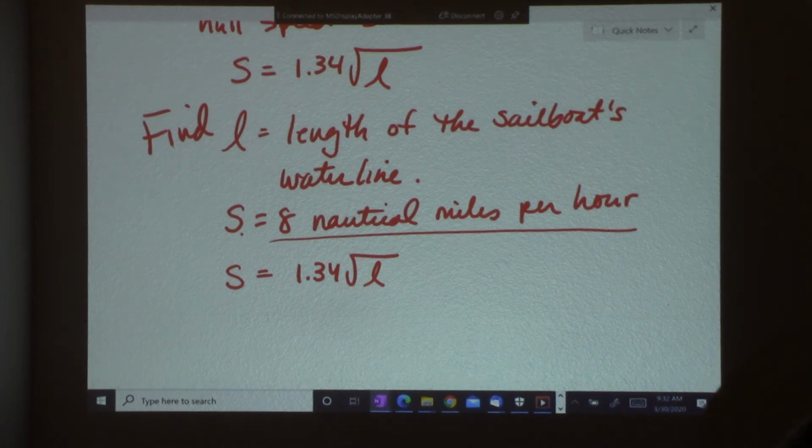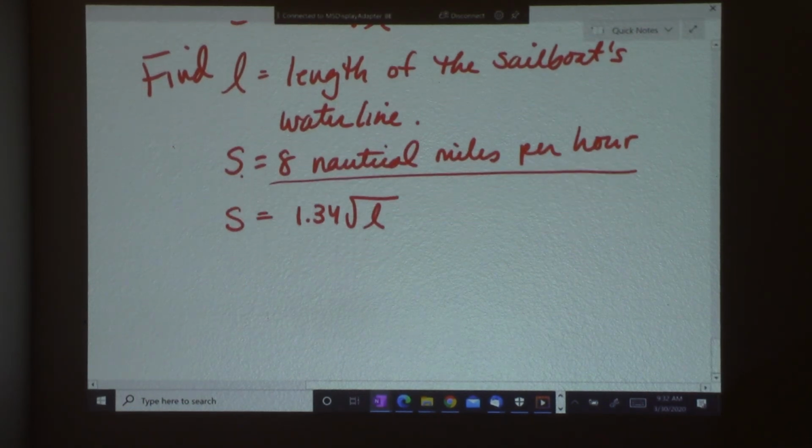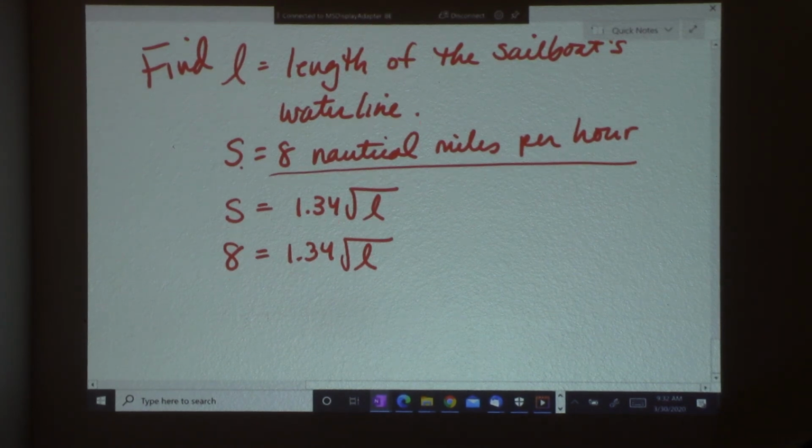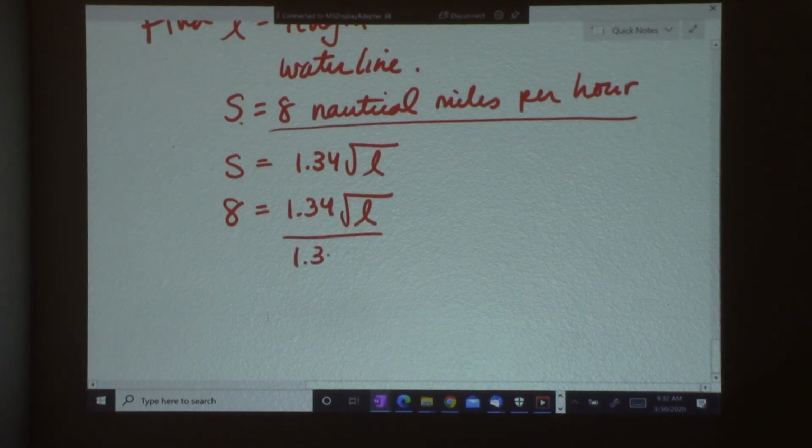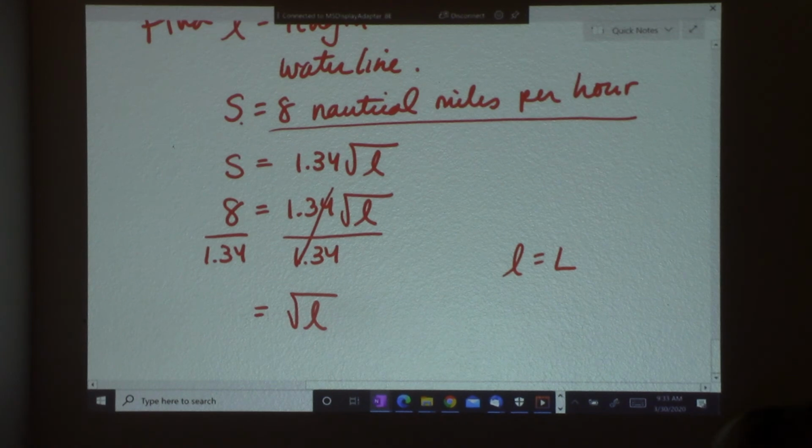Okay? So let's try that again. We're finding the length of the water line. S is the 8 nautical miles per hour. So I'm going to put 8 here. All right? And I'm going to solve for L. So the first thing I want to do is divide by 1.34 to get the square root by itself. This L, by the way, is a cursive. If you haven't done cursive for a long time or at all.